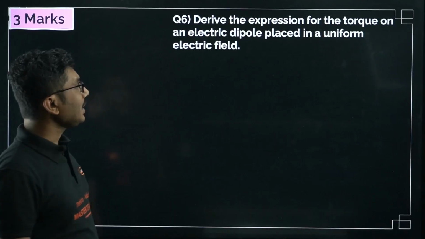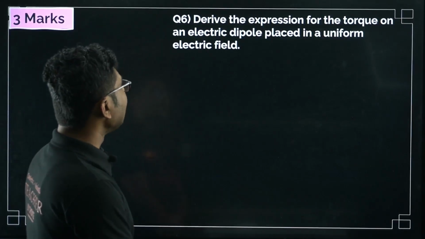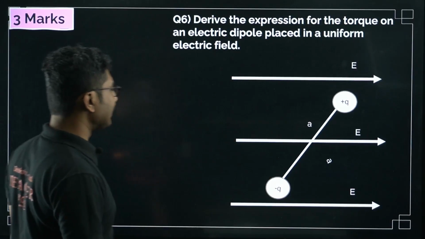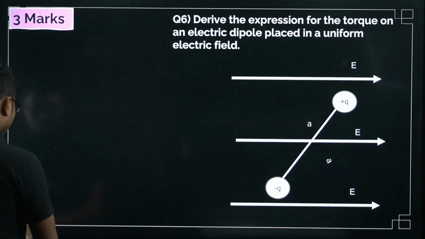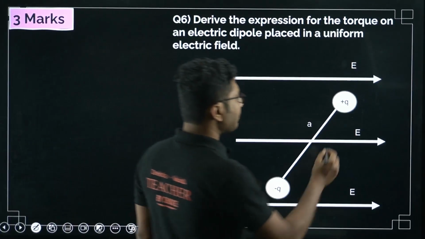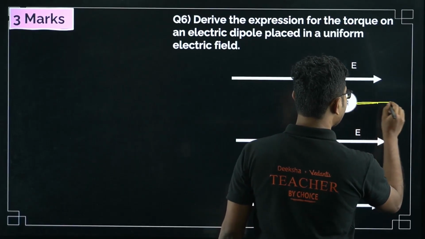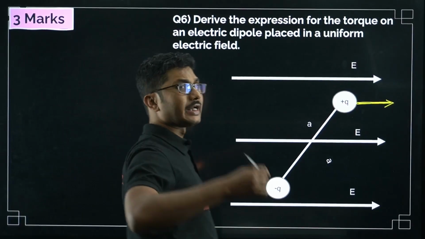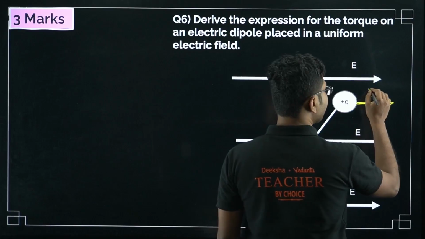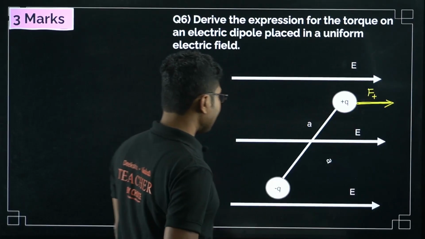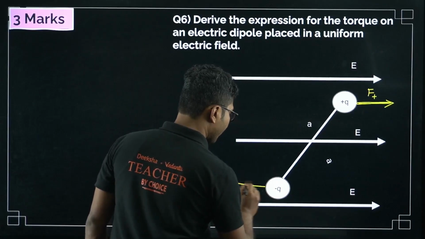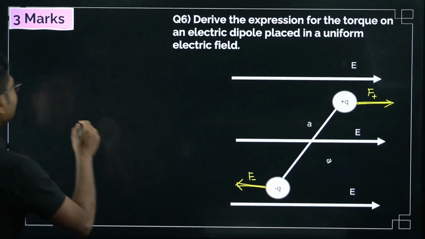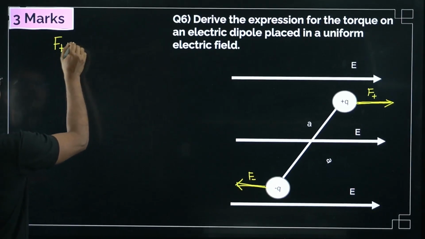Derive an expression for the torque on an electric dipole placed in a uniform electric field. So we have a dipole placed in a uniform electric field. Now what are the forces acting on this dipole? First of all, this positive charge will experience a force in this direction, in the direction of the electric field. Positive charges always experience force in the direction of the electric field. Let's say this force is F plus. The negative charge will experience an equal and opposite force in the opposite direction, F minus. So magnitude wise, F plus equals F minus.